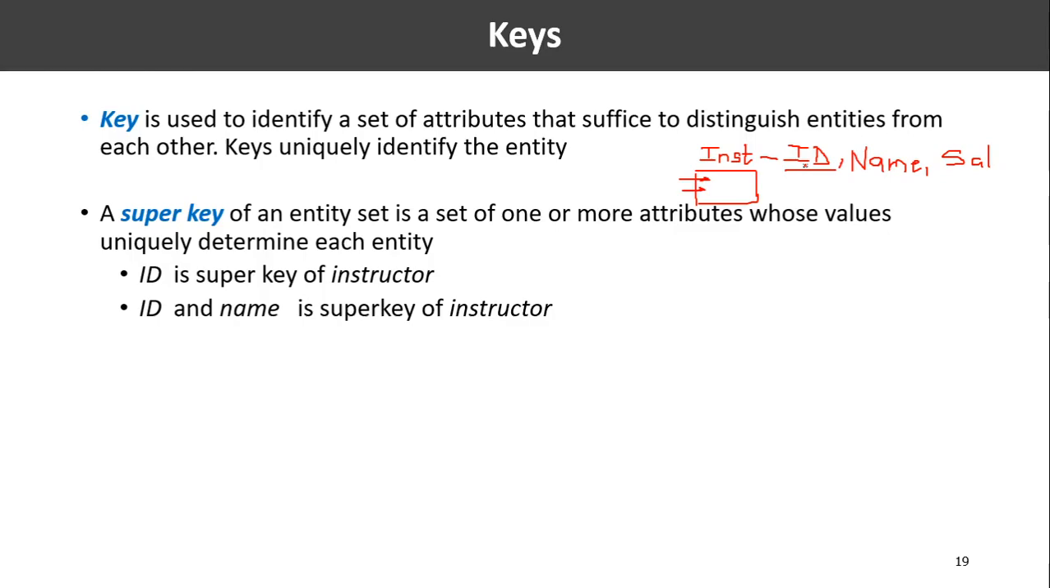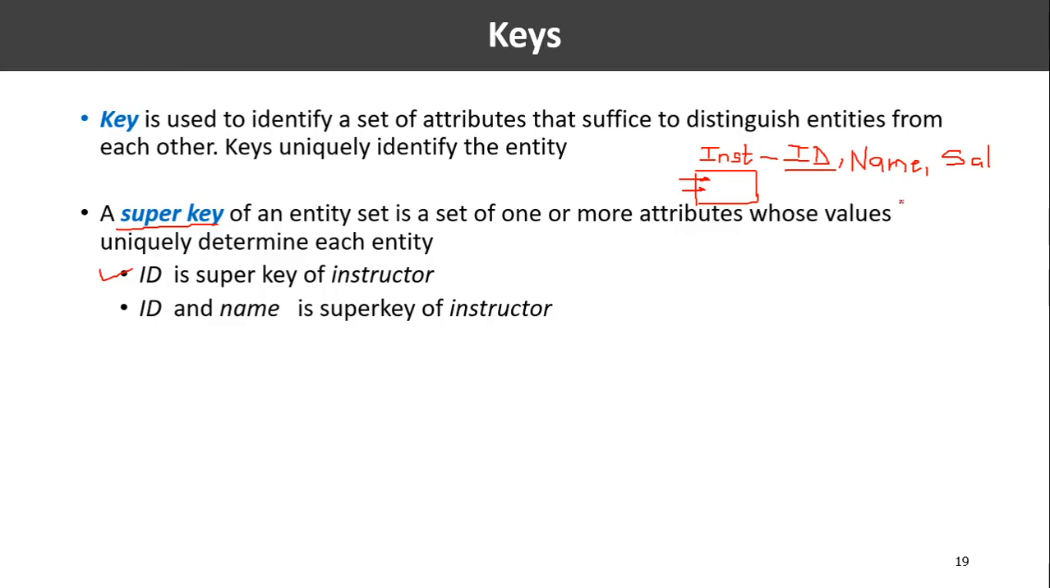Now let us look at the concept of super key. So what is a super key? A super key of an entity set is a set of one or more attributes whose values uniquely determine each entity. No doubt ID is my super key, because if I consider the value of the ID, it can distinguish between two instructors. So ID is a super key for the instructor.